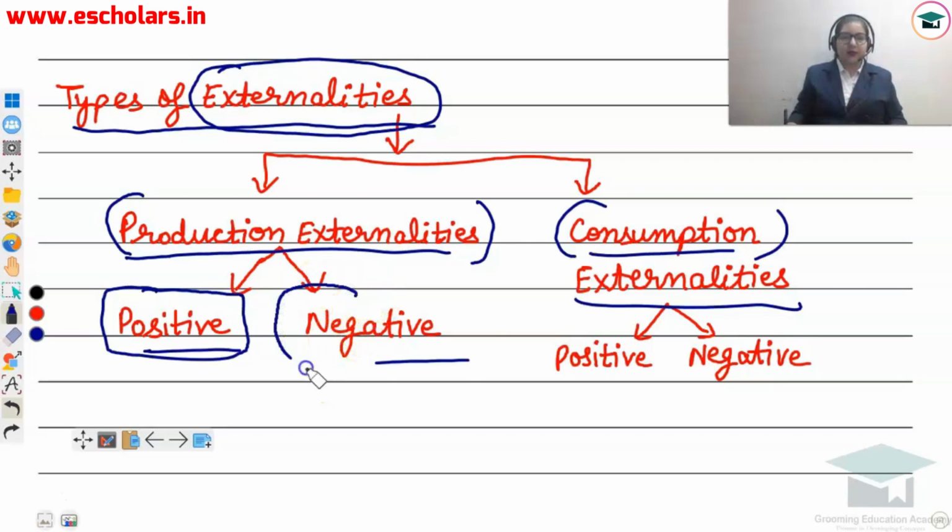Now let's talk about the negative production externalities. See students, let's suppose there is a factory which produces plastic, okay, and the waste which is generated out of the production of the plastic is discharged by the firm in the nearby river.